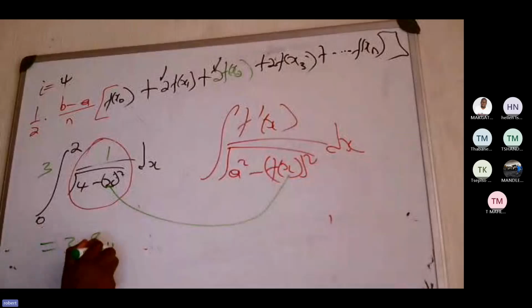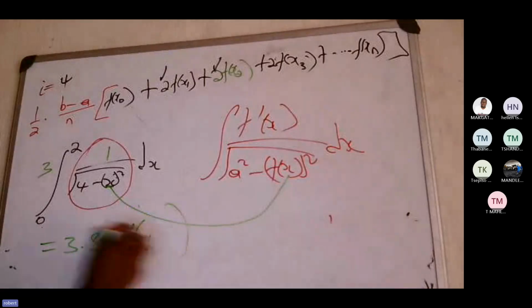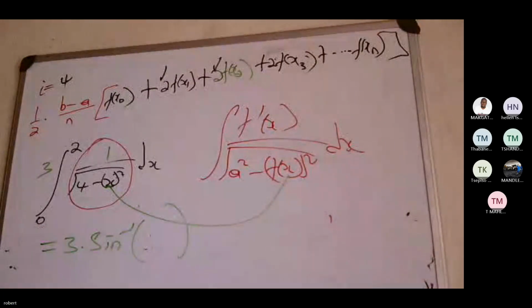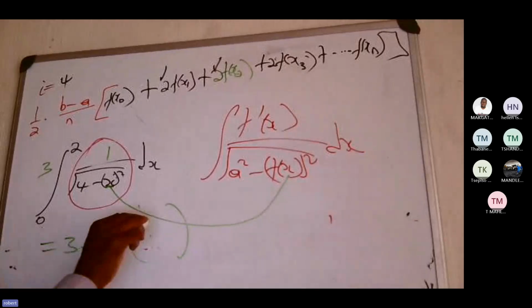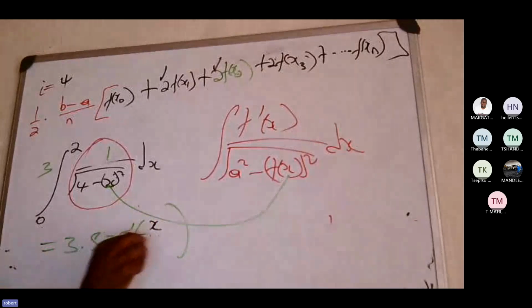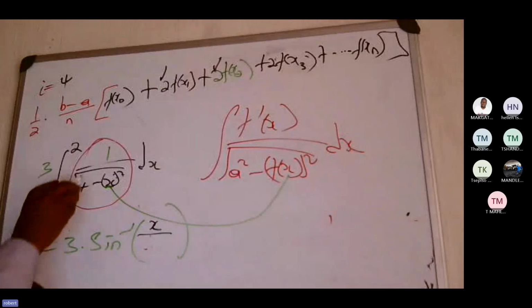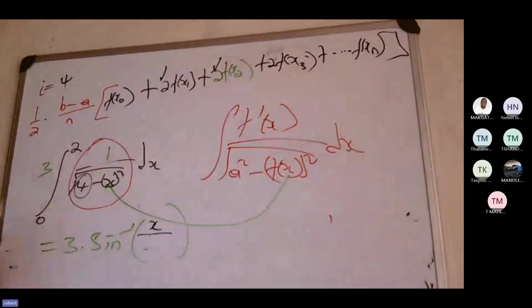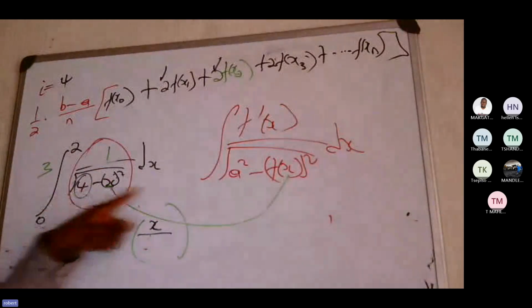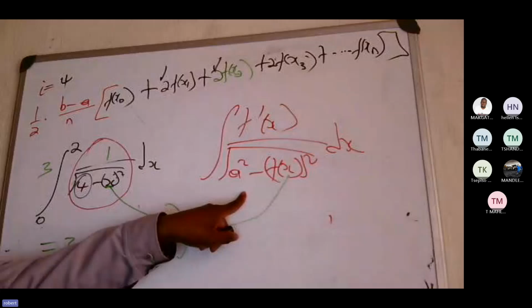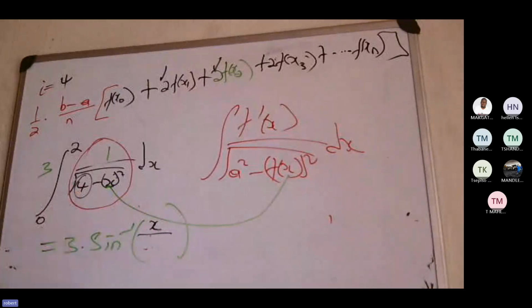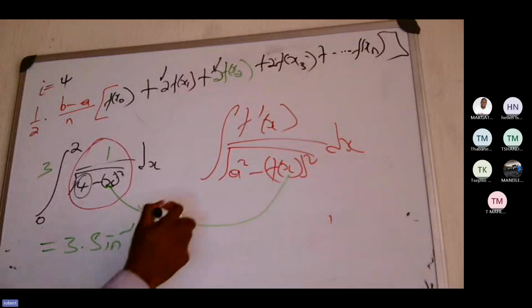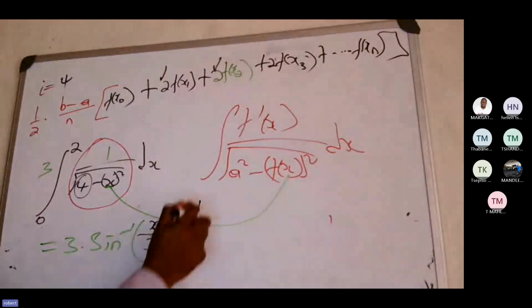That is 3 times inverse sine of your f. What is your f? My f is x over a. This is not a, it's a squared. So if a squared is 4, then what is a? a then is 2. You see, then you integrate this from 0 to 2.